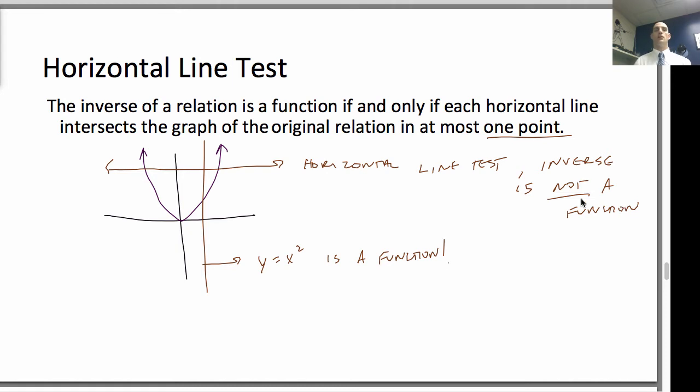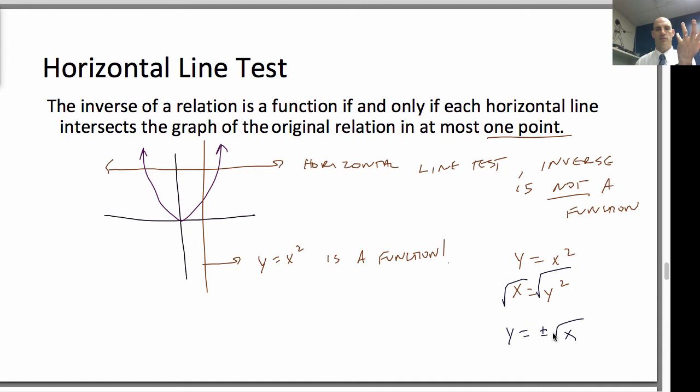Okay? And so I can't look at x squared and say, okay, the inverse is a function. Well, let's look at what that would actually mean. So if y is equal to x squared, to find an inverse, we're going to talk about this in just a minute, I switch x and y, so x is equal to y squared, and then I solve for y. So I take the square root of both sides. Well, then y would be equal to plus or minus the square root of x.